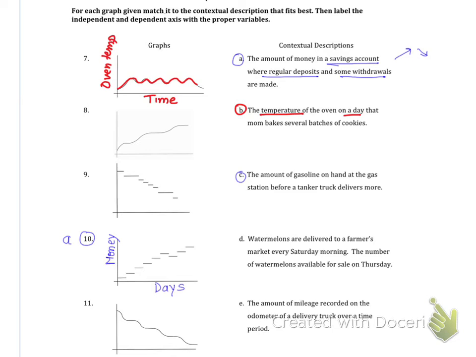I feel like 11 is matching more for C, where you see it's dropping continuously and it's about days, and what is dropping is gasoline on the y-axis.